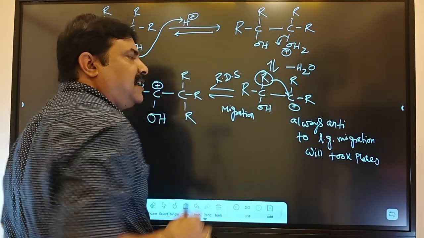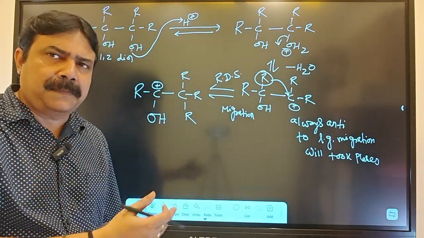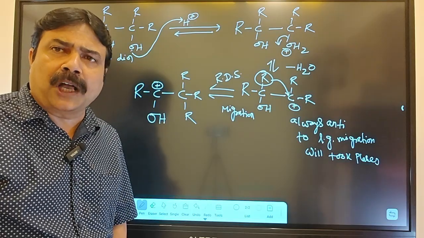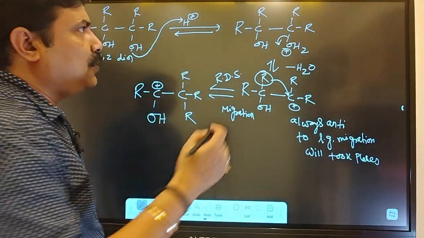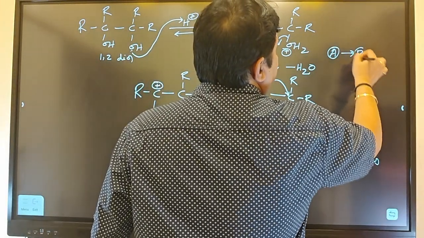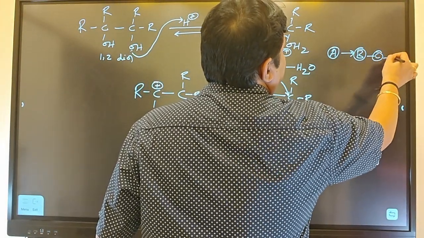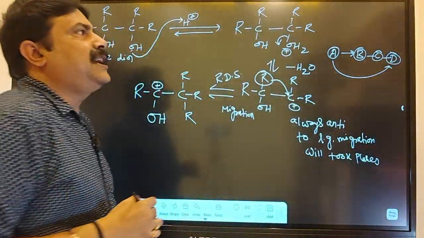RDS means rate determining step. Whenever any reaction proceeds with a multi-step process, the slowest step of the process is called the RDS, rate determining step. Suppose you are going A to B, B to C, and C to D. Now ultimately from where to where am I going? I am going A to D.